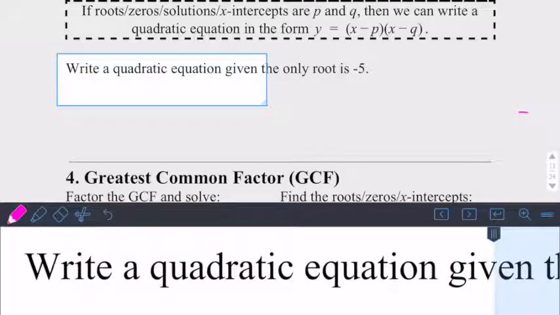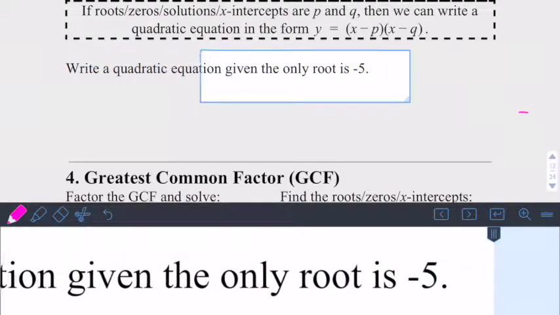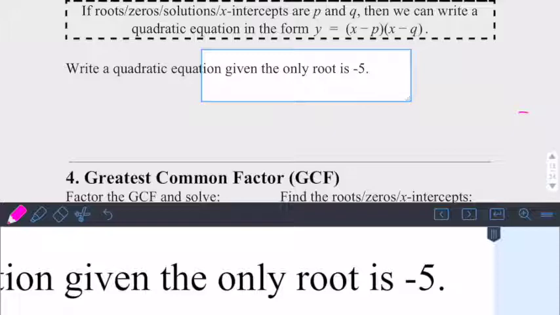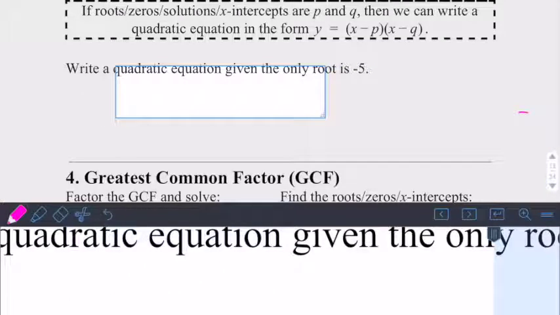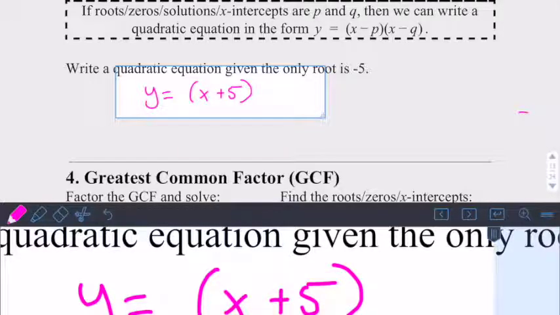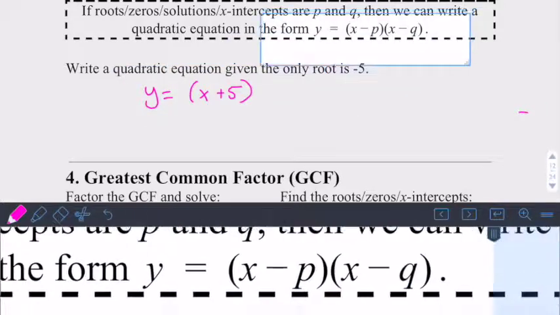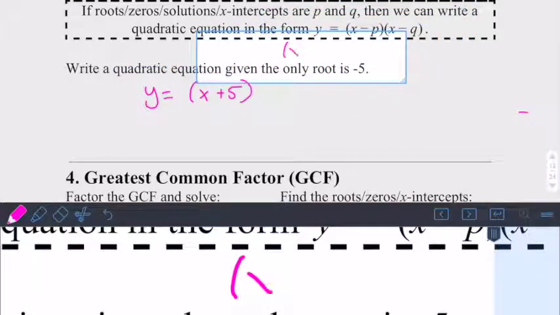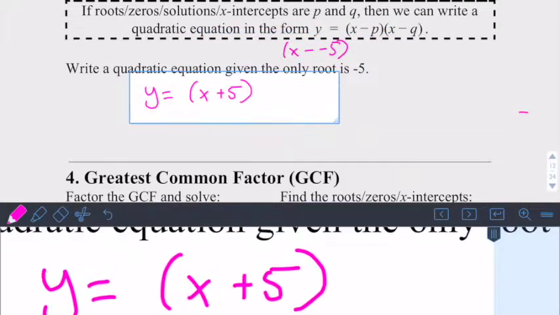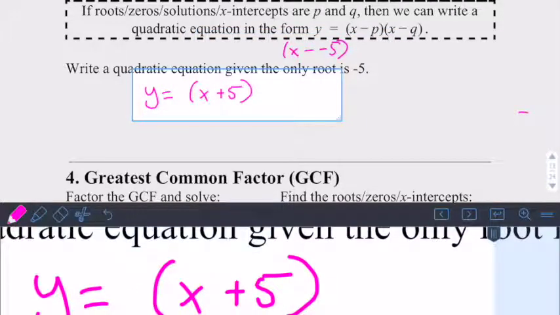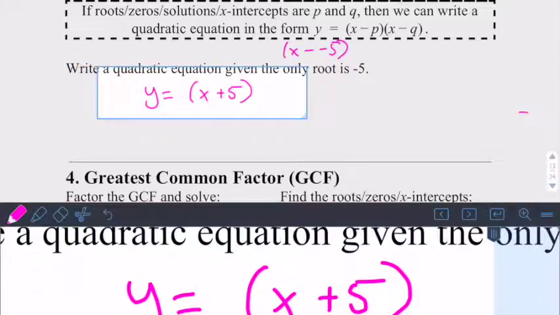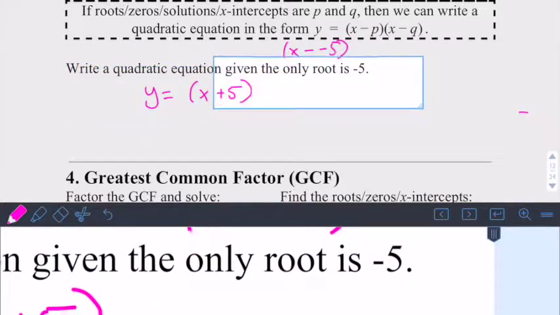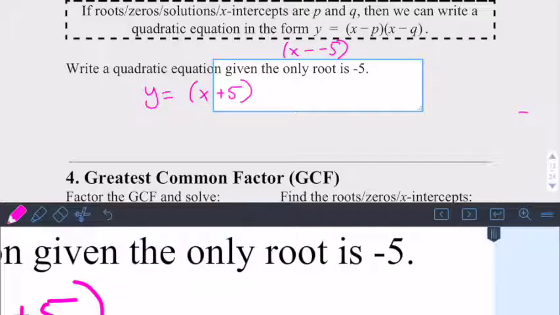So here's another one. If we write a quadratic equation given the only root is negative 5, well, it's a quadratic equation, so we know it's y equals, and we can say x plus 5 is 1, right? Remember, it's the opposite sign. We could say x minus negative 5, and then that double minus would turn into plus. The other thing is, this is a linear equation the way it's written. So the only root is negative 5, meaning this root happens twice.